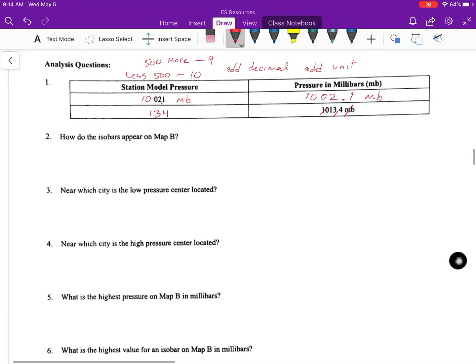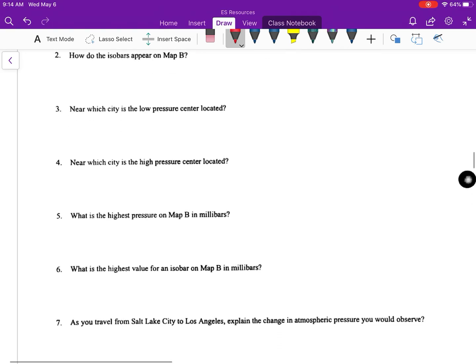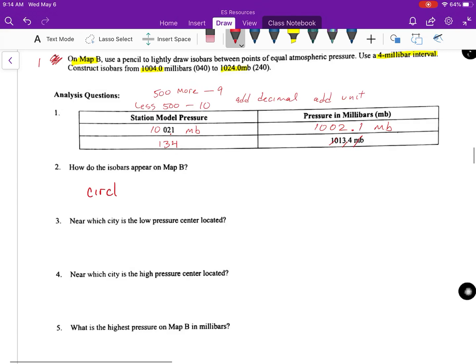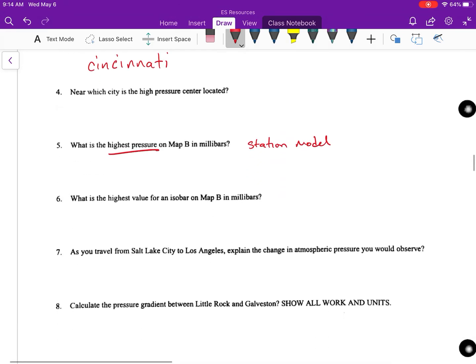Okay, as far as the questions are concerned, how do the isobars appear? They're not running off the page, they're making circles. Which city has the low pressure center? We could do that one right now because we just did it. That's right by Cincinnati, right? So we said this one, they're in circles, and then this is Cincinnati. I think I spelled that right, I don't know. Okay, high pressure center you can do where it's the highest pressure. So highest pressure, so for this, you're gonna look at an individual station model. And this one is the highest isobar. So this is, you're looking at the highest line. So even though 5 and 6 are both asking for the highest, the difference is that 5 is talking about an actual station model. 6 is talking about what's the highest line that you made, okay?